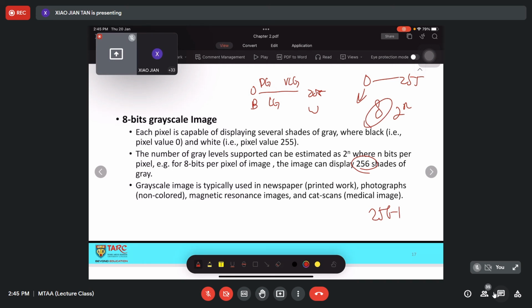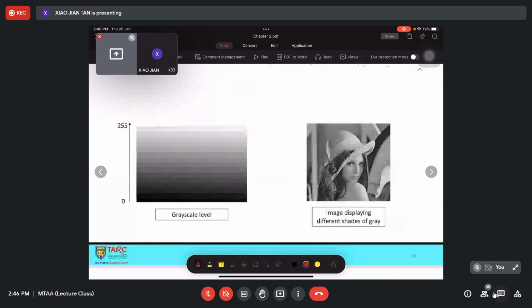So a grayscale image is typically used in newspapers, printed books, and photographs that are non-color. Because grayscale is non-color, it only goes from dark to white. That's all. It doesn't have any red, blue, or green color. So for sure, it is non-color. And then also MRI and CAT scan, CT scan. Basically, MRI and CT scan are all grayscale images.